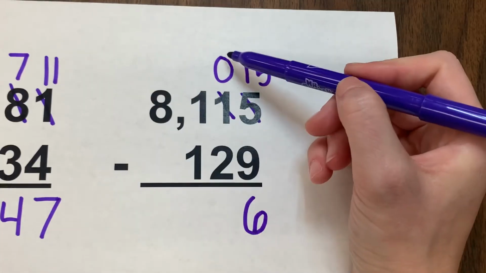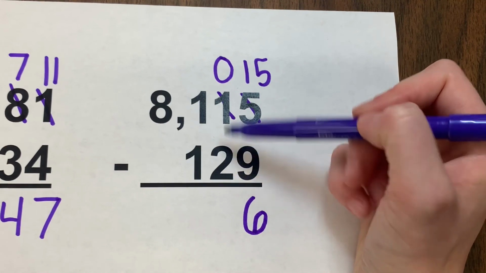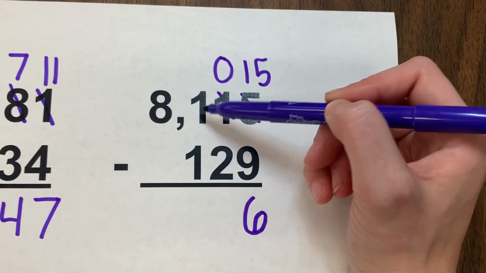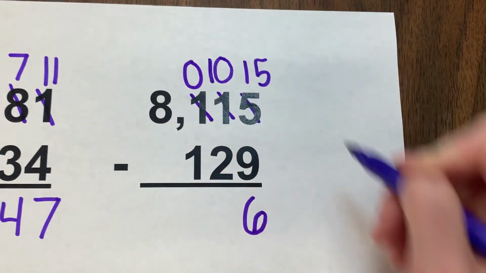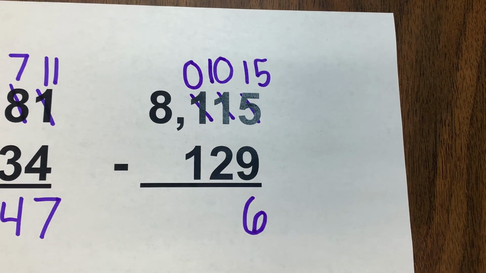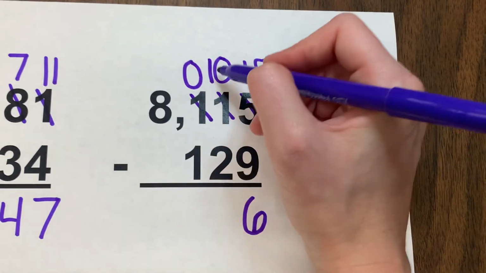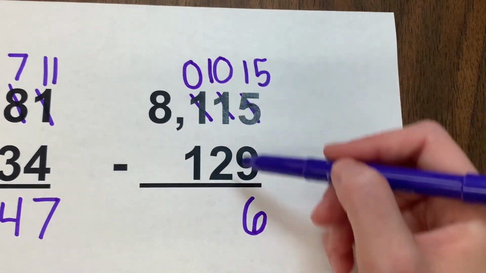But now we have 0 minus 2, and we can't do that. So now this 0 in the tens place is going to borrow from the hundreds place. It's going to make the hundreds place a 0, and that 0 is going to turn into a 10. Right? The 1 you took from the hundreds place goes in front of the 0. 10 minus 2 is 8.